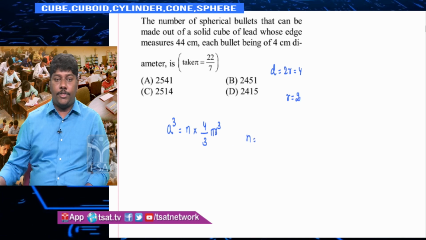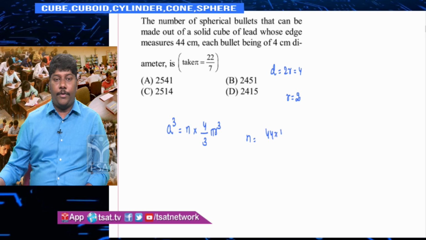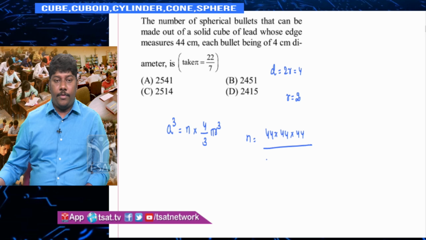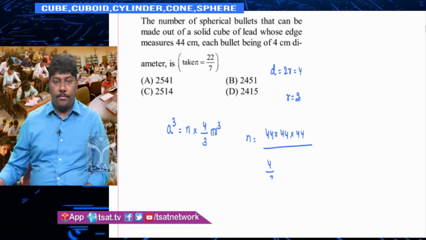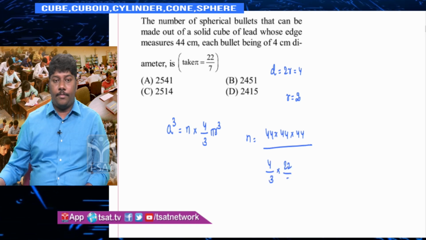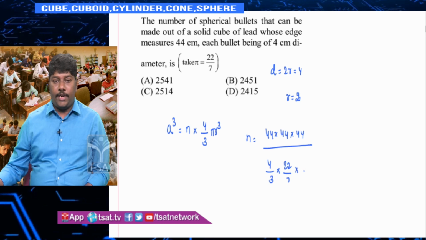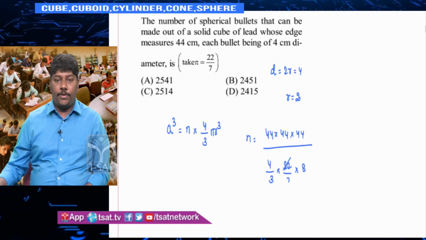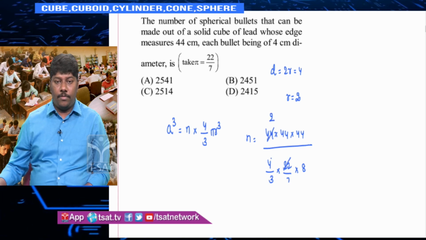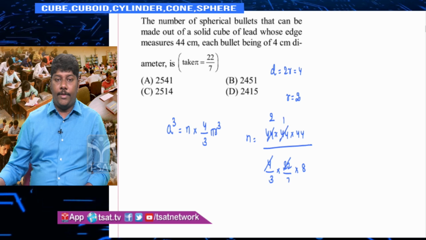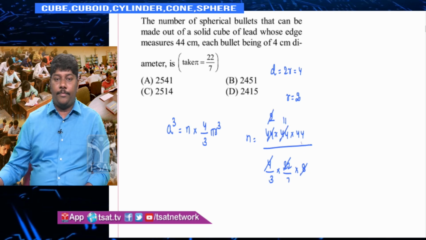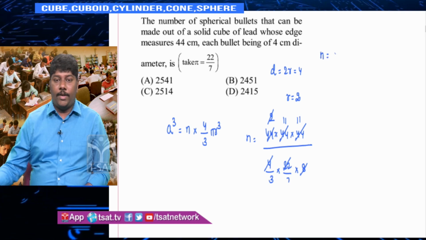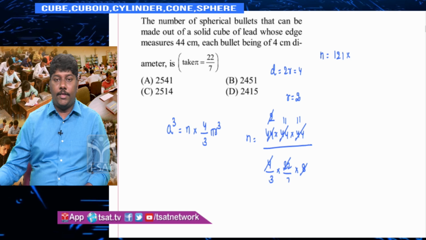So n is equals to 44 into 44 into 44 divided by 4 by 3 into 22 by 7 into 2 cube, which is just 8. Then cancel: 22 ones are 22, twos are; 4 ones are 4, 11s are; 2 ones are 2, fours are; again 4 ones are 4, 11s are. So you are getting n value as 121 into another 21 you have.